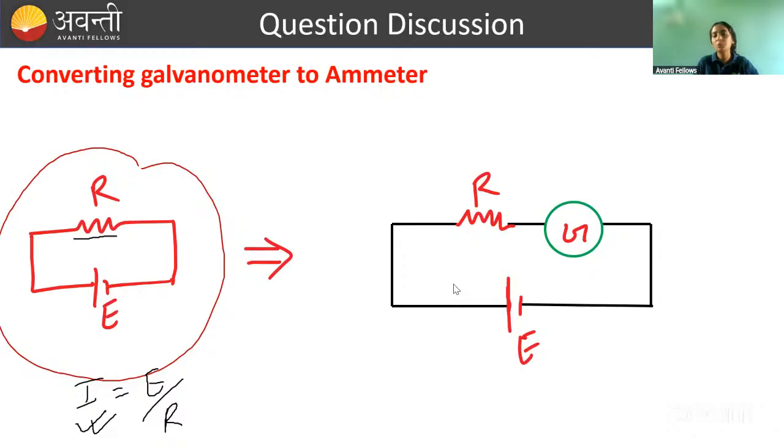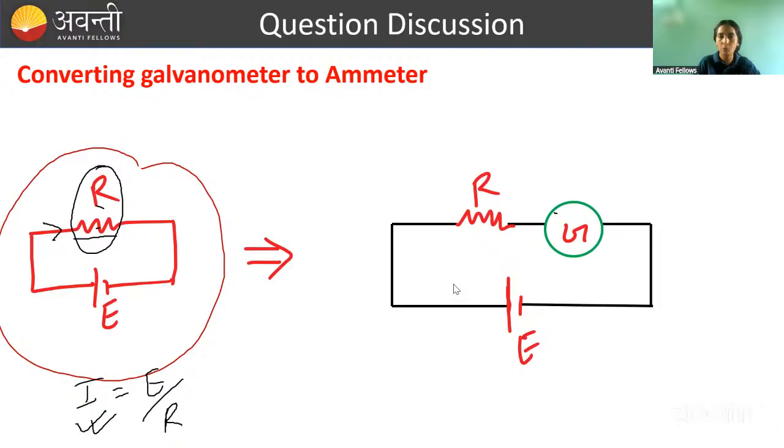We can only use an instrument in order to measure I. So now we are going to use the instrument. We are going to connect a galvanometer in series with the resistor. Why in series? Because you are going to measure the current flowing through R. So we need to connect the device in series with R. Then only the same current will go through the device also.